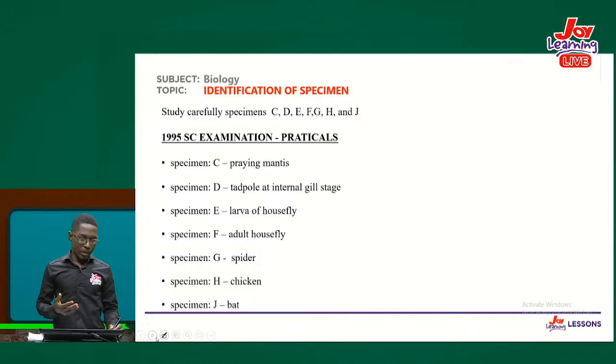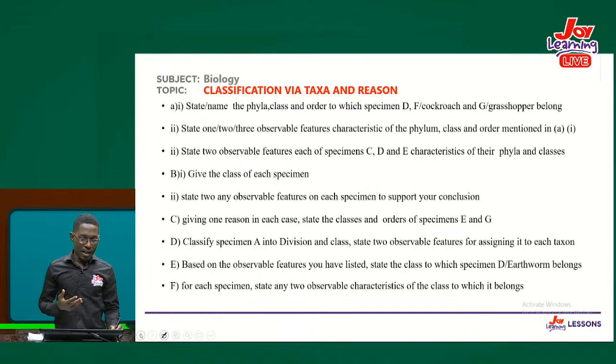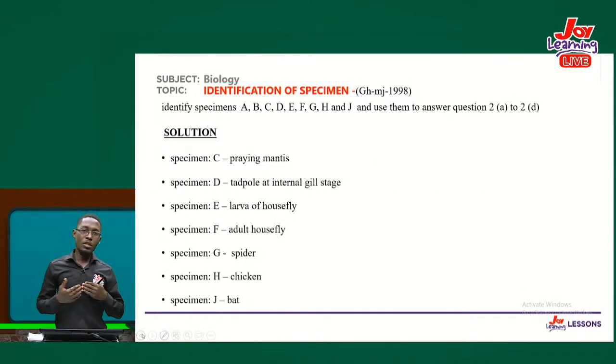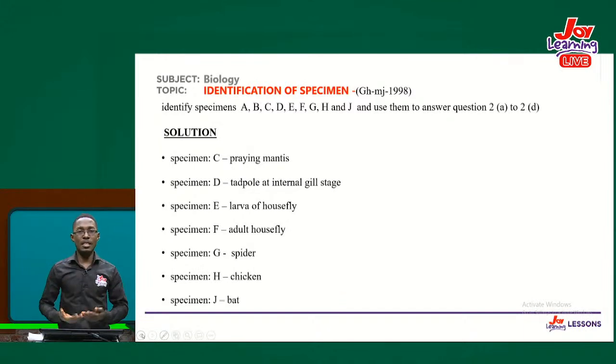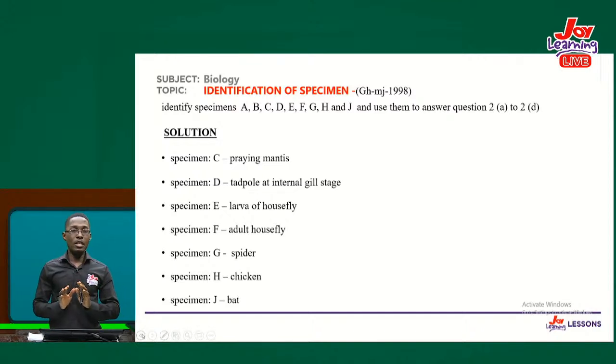After studying the specimen carefully, the next thing they will tell you is to identify the organisms. Those things that we just showed you on the previous slide, which were in the room that you went around to observe, they will tell you to identify. They may tell you to identify with reason, whatever they will tell you. So identification means that once you know what is there, tell us what that thing is. So if you saw specimen C and it's a praying mantis, just write praying mantis. If it's D, it's a tadpole, just write tadpole. If it's E, larva of housefly. On your screen, I intentionally left something, a mistake we usually make in the exams. The P, the praying mantis.